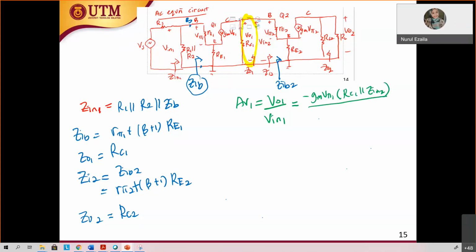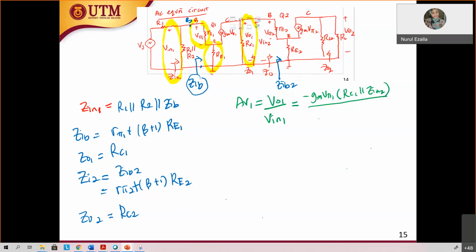Divide by V in 1. So V in 1 is over here. Okay, so what can you do? Can you find the total voltage here and here? Can or not? Why do we do it like that? Yes, because we want to simplify the equation.